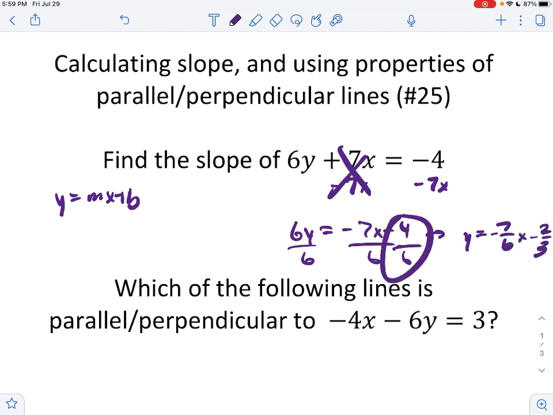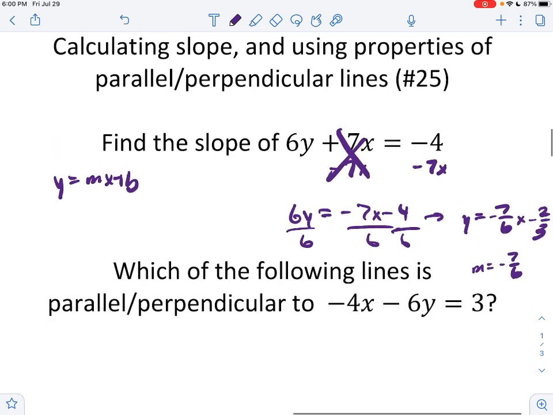This fraction, negative 4 over 6, reduces to 2 over 3. So your slope is negative 7 over 6. It's not negative 7 over 6x. It's not 7 over 6. It's negative 7 over 6. x is just the variable in front of the slope, okay? That's how you do this. So keep in mind your terminology.